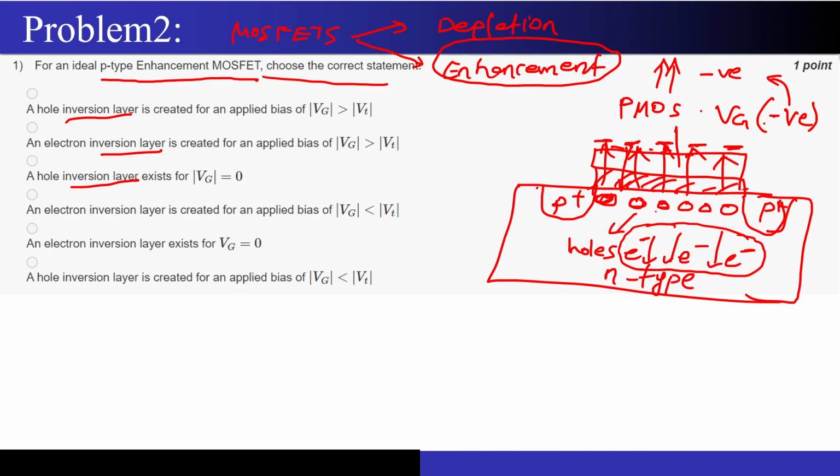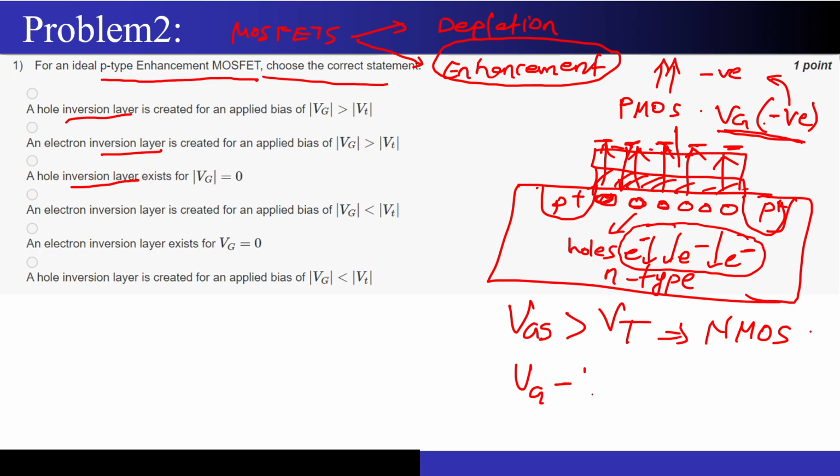Now, to create the inversion layer, I know my Vg has to be negative. And how negative? You must have seen this condition: Vgs should be greater than Vt. This was for the NMOS. Now for the PMOS, Vg minus Vs, you know Vg is negative. Your Vt is also negative. So this is the condition for the PMOS.